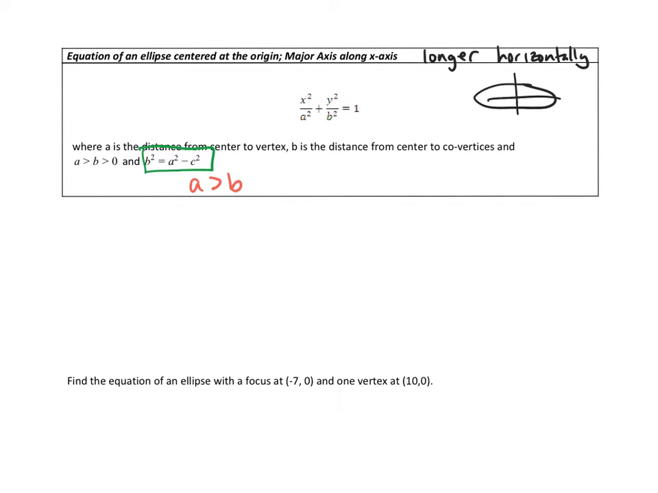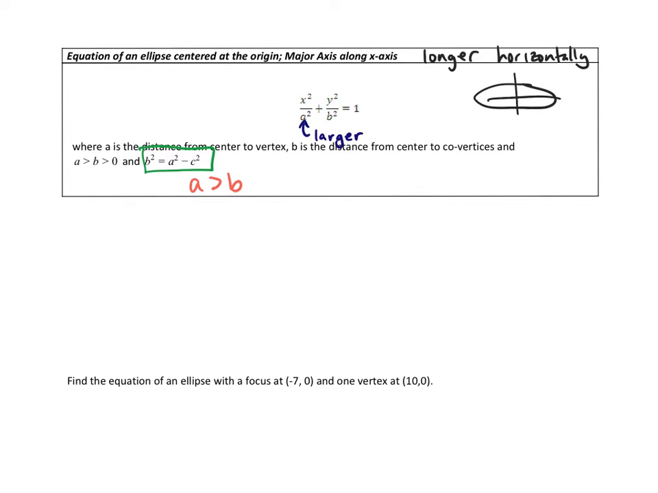So the big thing you want to notice, and I always think about it this way, is that A is always bigger than B because the distance to the vertices is going to be larger than the distance to the covertices. Since this is larger, it's always going to be under your major axis. Since it's under the x here, the major axis will be for x. When we look at the reverse of this, when it's longer vertically, then we'll have the A, the bigger number, under y. So whatever's bigger on the bottom is going to be what your major axis is.